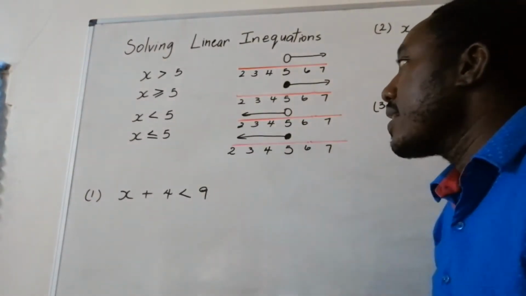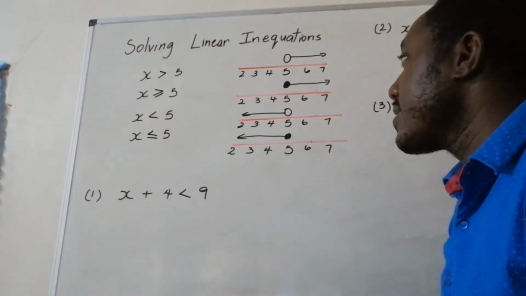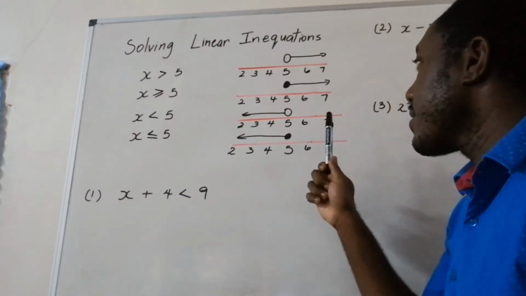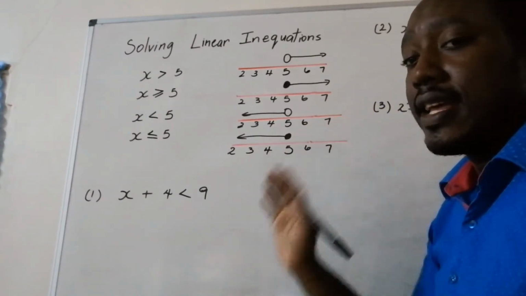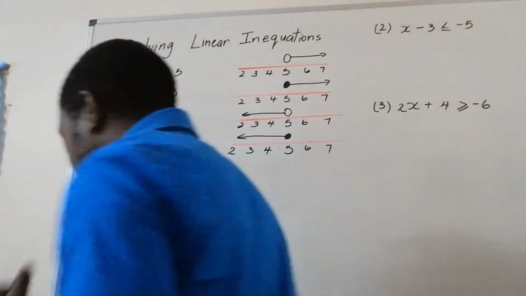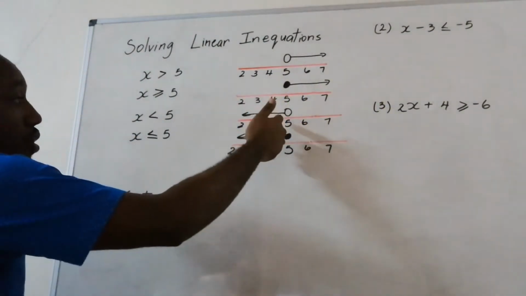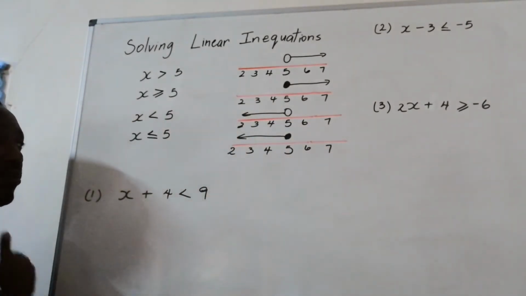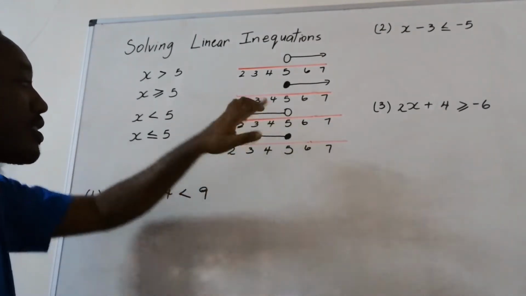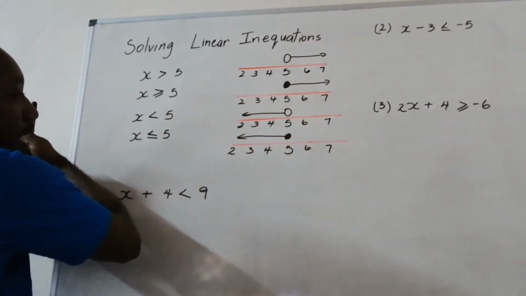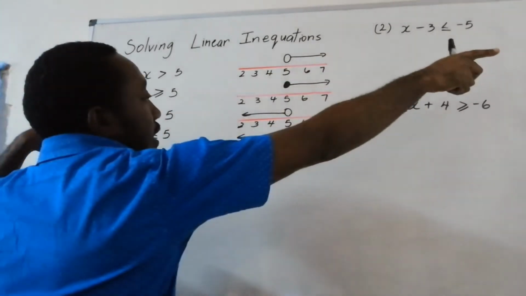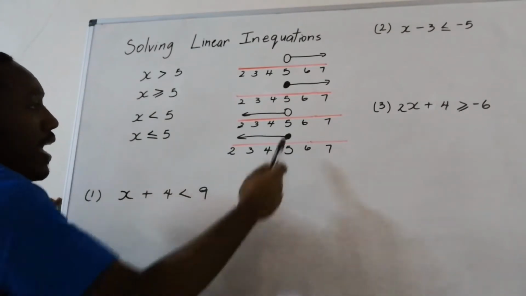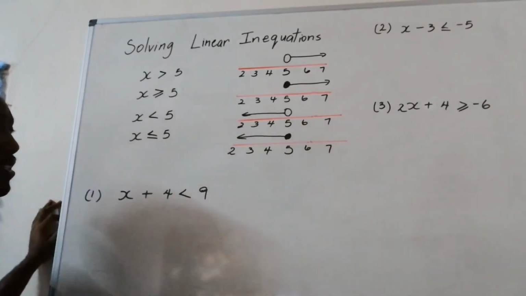Now here, x is less than 5. That tells us that x takes every value that is less than 5. So 4, 3, 2, 1, 0, -1, and we can keep going on. This arrow tells us that we're going infinitely in that direction. So any number less than 5 can satisfy this equation.